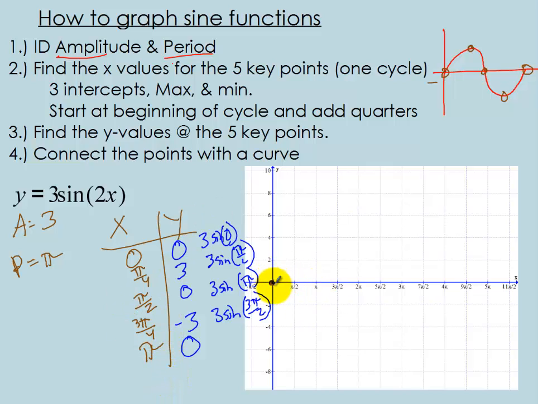So plotting those points, I'm going to plot the first one at 0, 0. I'm going to do the next one, pi over 4, and it's really hard to see in this graph. But this is pi over 4 and 3, so I'm going to go up to 3. It's about here. Next one's pi over 2, 0, which is right here on this graph. And next one's 3 pi over 4, negative 3, which will be down here. And then next one's pi, 0, which will be right here. So that graph wasn't really scaled well, but I got my 5 points and I can sketch the curve.